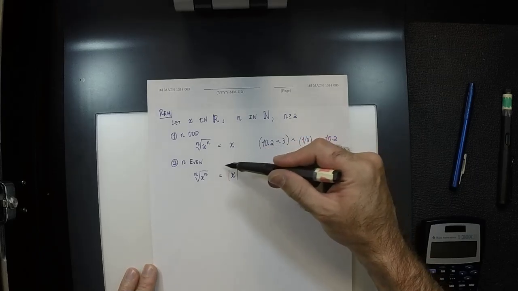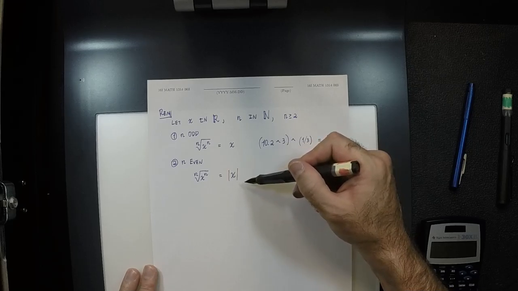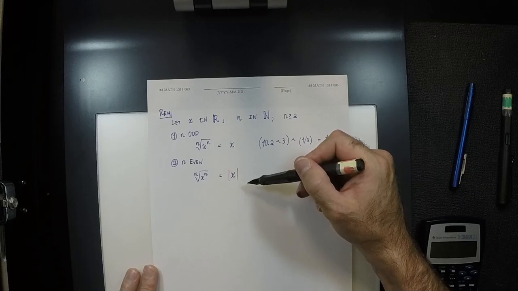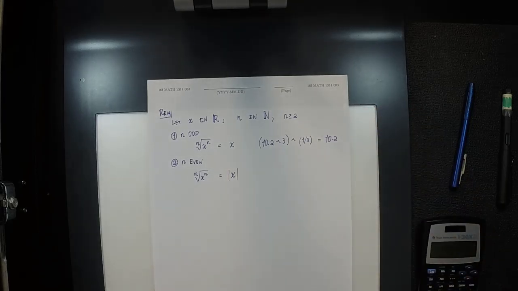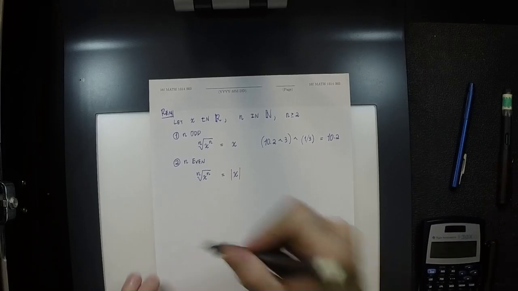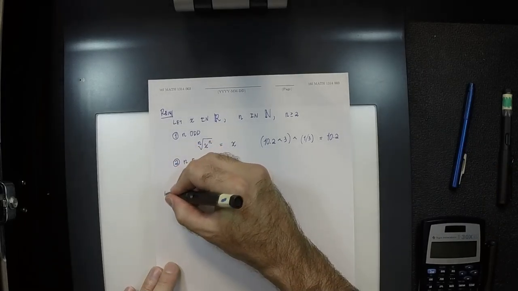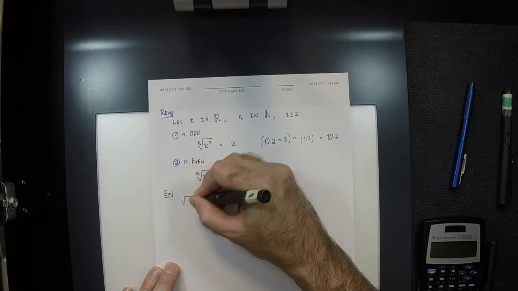Okay, notice there's a big difference in the behavior for the parity of the radical. For odd parity radicals, it sort of does what you expect. x goes in, x comes out. For even parity radicals, it does this other thing. x goes in, absolute x comes out. Any question about this?